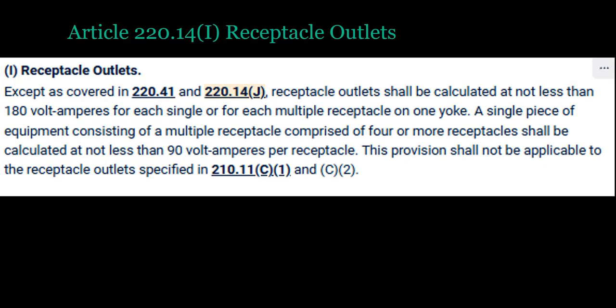Receptacle outlets. Except as covered in 220.41 and 220.14(J), receptacle outlets shall be calculated at not less than 180 volt-amperes for each single or for each multiple receptacle on one yoke. A single piece of equipment consisting of a multiple receptacle comprised of 4 or more receptacles shall be calculated at not less than 90 volt-amperes per receptacle.